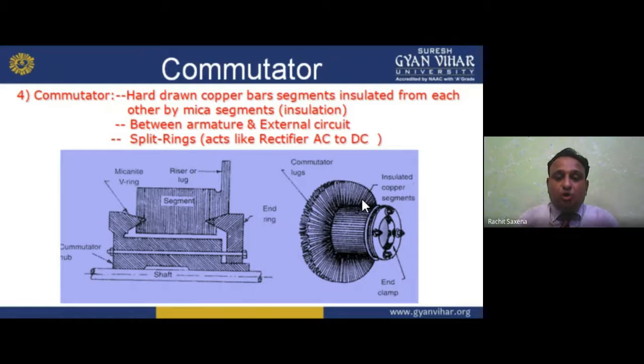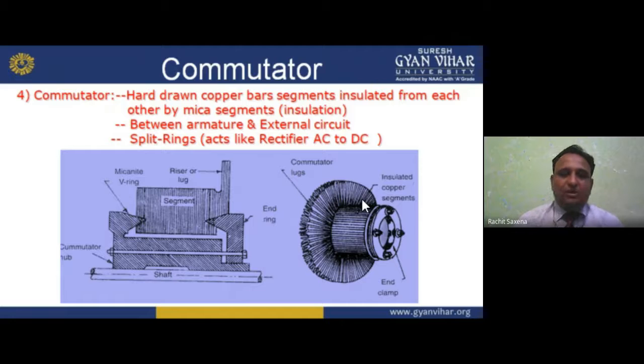Why? Because we want to convert the bidirectional current into unidirectional. Bidirectional means AC, because in AC we have a positive cycle, then a negative cycle. But in DC, it is either positive or negative. Plus 5, minus 5. But in AC we always get plus 5, minus 5, plus 5, minus 5, and so on. So to convert that bidirectional current into unidirectional current, I need the component known as the commutator. So the commutator is a very important part of a DC machine.